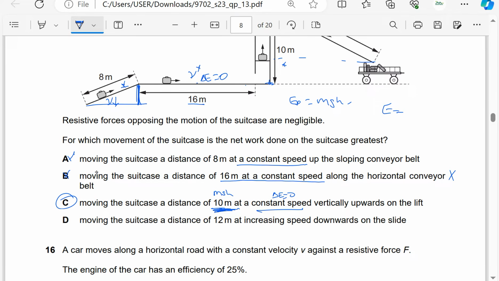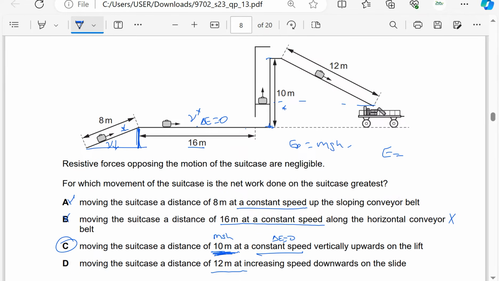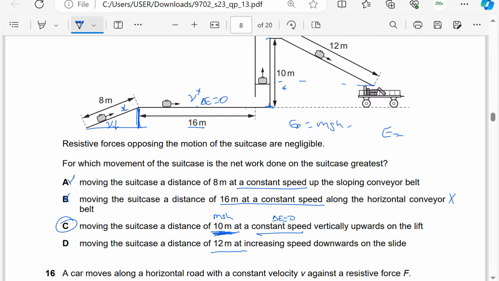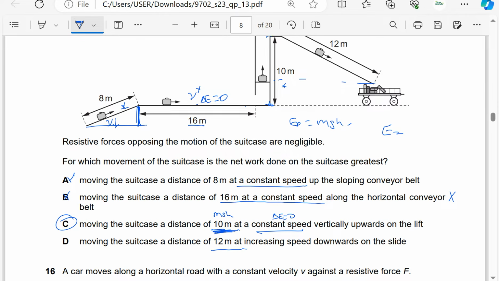Moving the suitcase a distance of 12 meters at increasing speed downwards on the slide. So here, as the speed increases, there is a gain in kinetic energy, but there is a loss in potential energy. So the work done is going to be the loss in potential energy plus the gain in kinetic energy. So that means the work done here is going to be smaller for the 12 meters, for the suitcase moving downwards. So the answer is C.